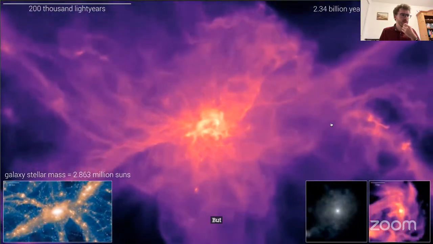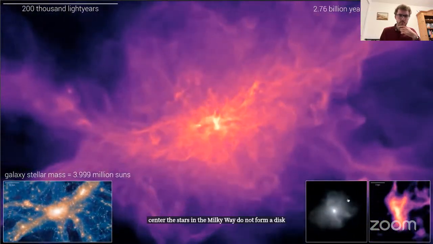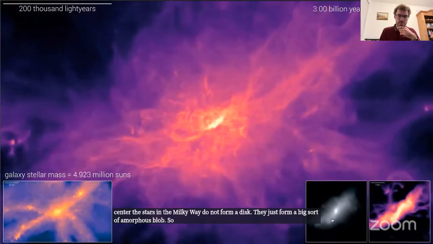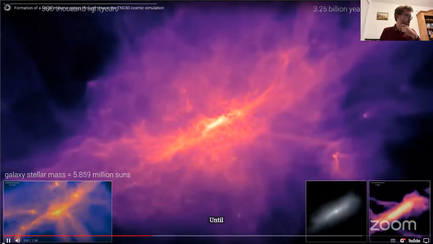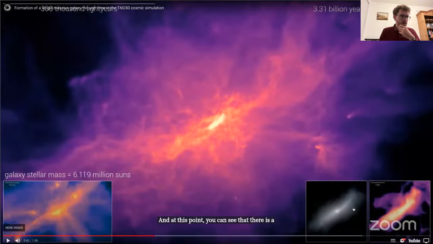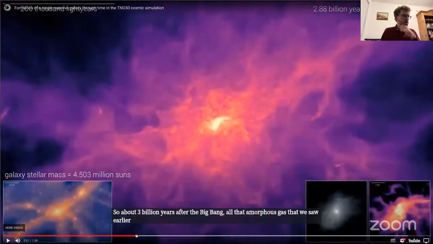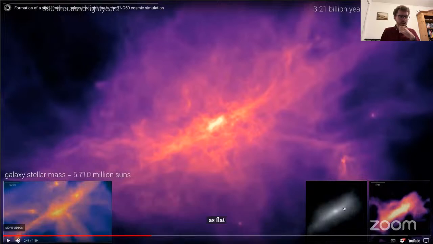But something to notice here is that the stars in the Milky Way do not form a disk. They just form a big sort of amorphous blob. So there's a merger going on there with a smaller galaxy, until we reach this point here. And at this point, if you look at the stars in this panel, this is looking edge-on to a newly formed disk. So about 3 billion years after the Big Bang, all that amorphous gas that we saw earlier has flattened and produced a disk of stars. So the formation of the Milky Way's disk is one of the first interesting things that we can look at in the Milky Way's history.